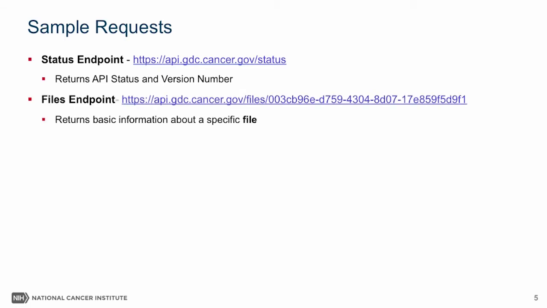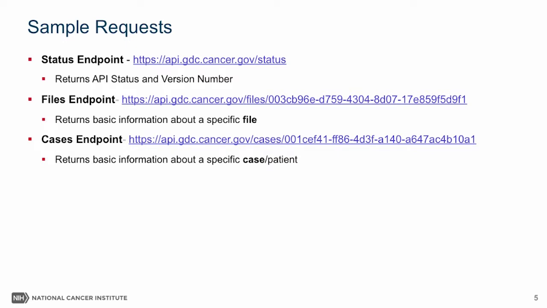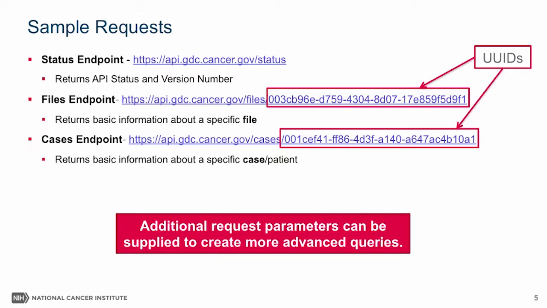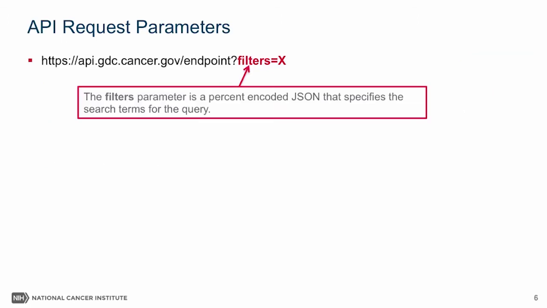Here are some example requests to the API. The first example returns the API status and version number. The next two examples query the files and cases endpoints. Each references a unique identifier called a UUID that identifies entities within the GDC. These are very simple requests, but users can supply additional parameters to create more advanced queries. Users can tack on extra parameters to perform certain functions.